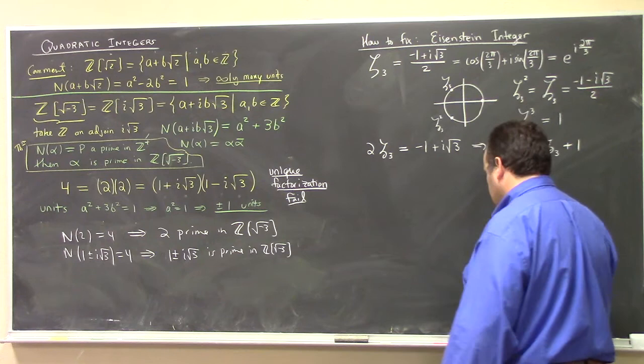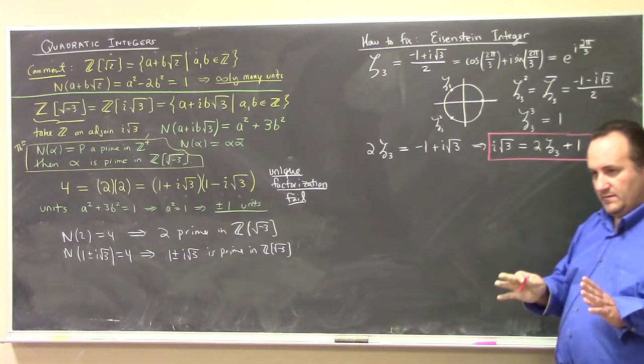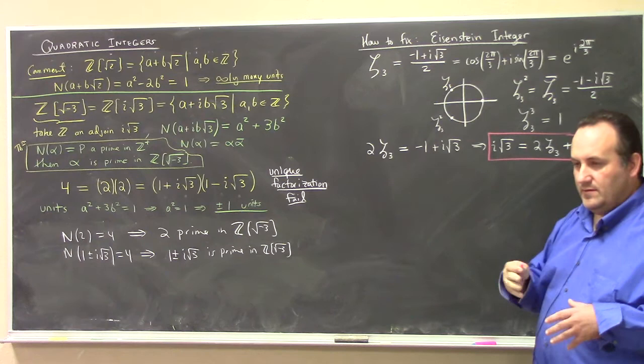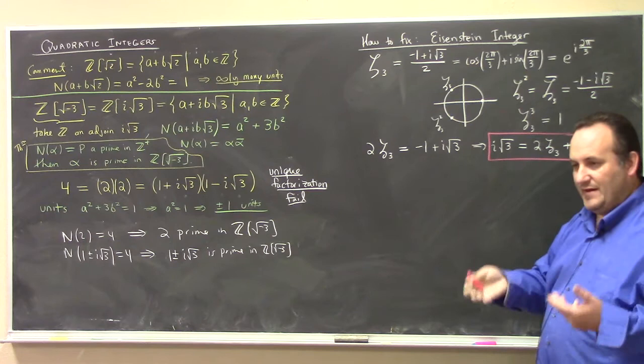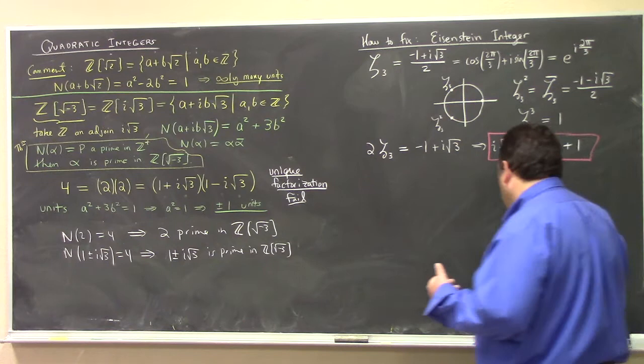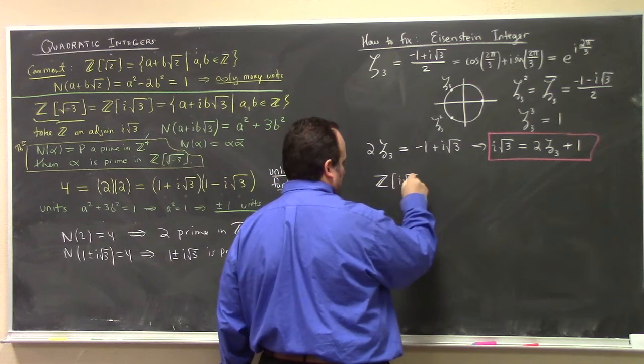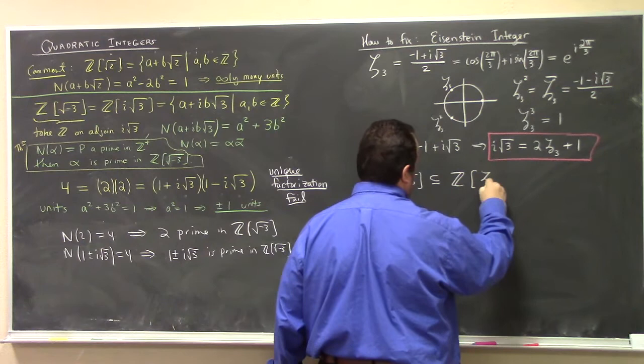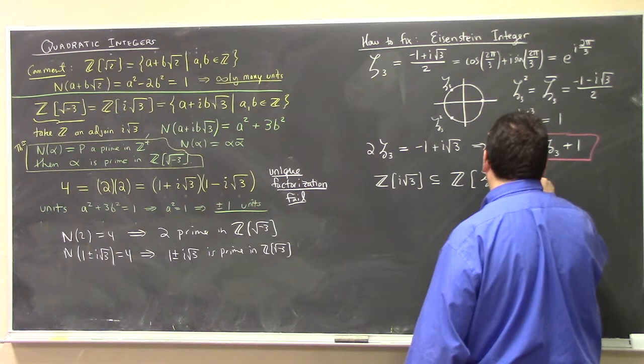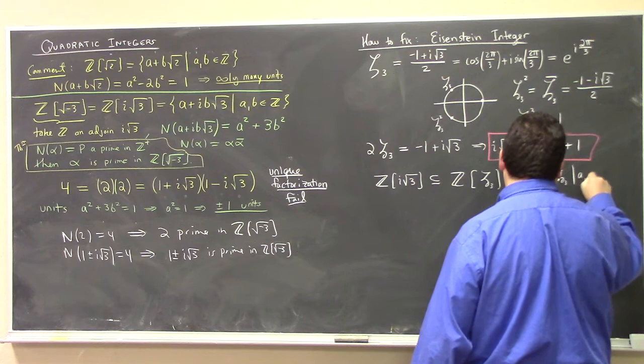What this little equation shows you is that if we adjoin the third root of unity, we automatically, through sums and integer products of these things, will generate I times root 3. So that tells me that Z adjoin I root 3 will naturally be a subset of Z adjoin the third root of unity. Now, Z adjoin the third root of unity is just what it sounds like. It is A plus B times the third root of unity, where A and B are integers. All right?